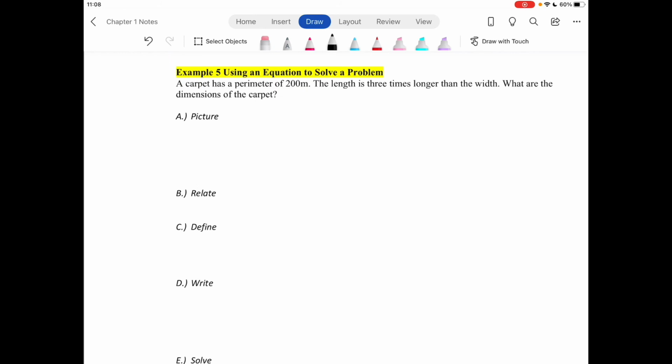Let's take a look at a word problem. We have a carpet that has a perimeter of 200 meters, and the length is 3 times longer than the width. What are the dimensions of the carpet? We're going to start off by drawing a picture. Sounds like we probably have a rectangular carpet, and we are trying to figure out what is the length of this carpet and what is the width.